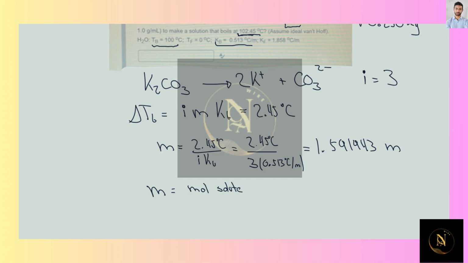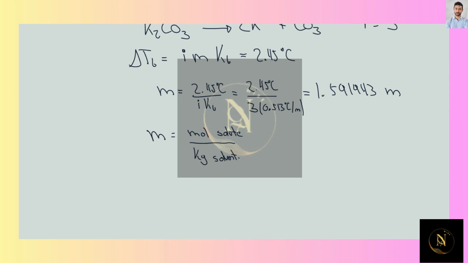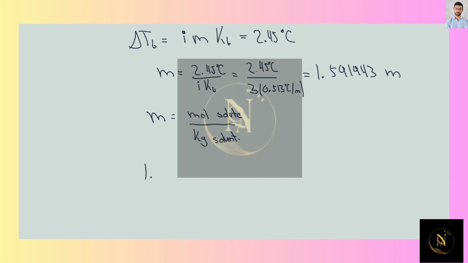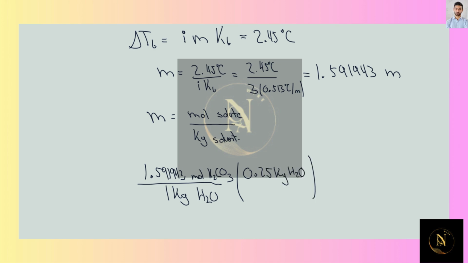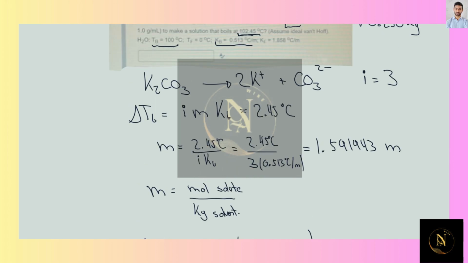In order to achieve this molality, remember that molality is equal to moles of solute per kilogram of solvent, in this case per kilogram of water. Since the molality is equal to this value, the solute is the potassium carbonate per each kilogram of water, and we know that we're going to have 0.25 kilograms of water. This would be the amount of moles of potassium carbonate that we're going to get, but we can calculate directly the grams required.